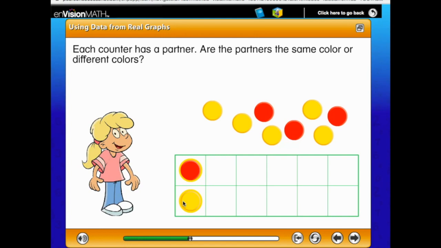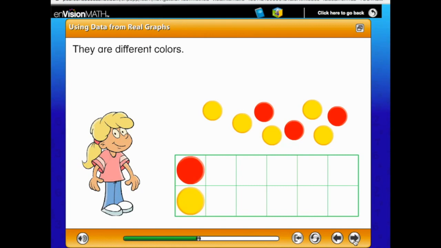So the question asks, are the partners that are in the graph right now the same color or different colors? Well, one is red and one is yellow, so those colors are different. They are different colors.